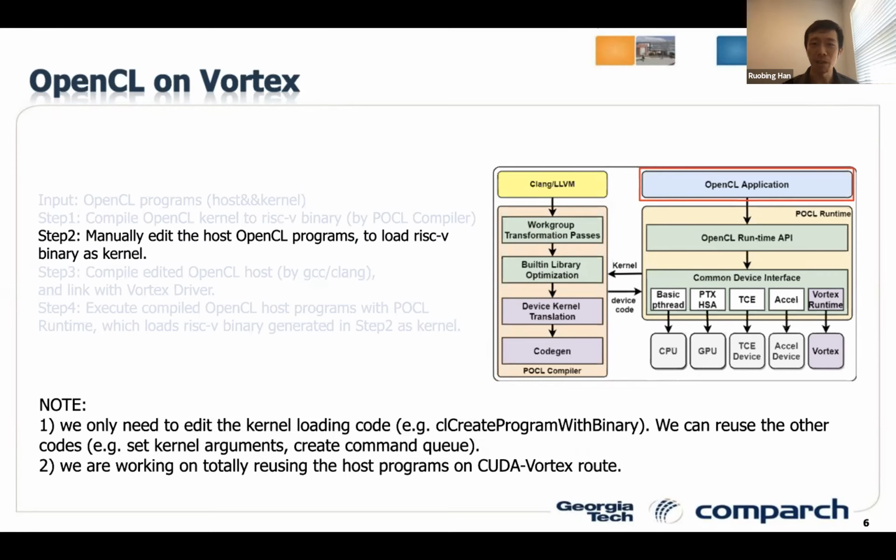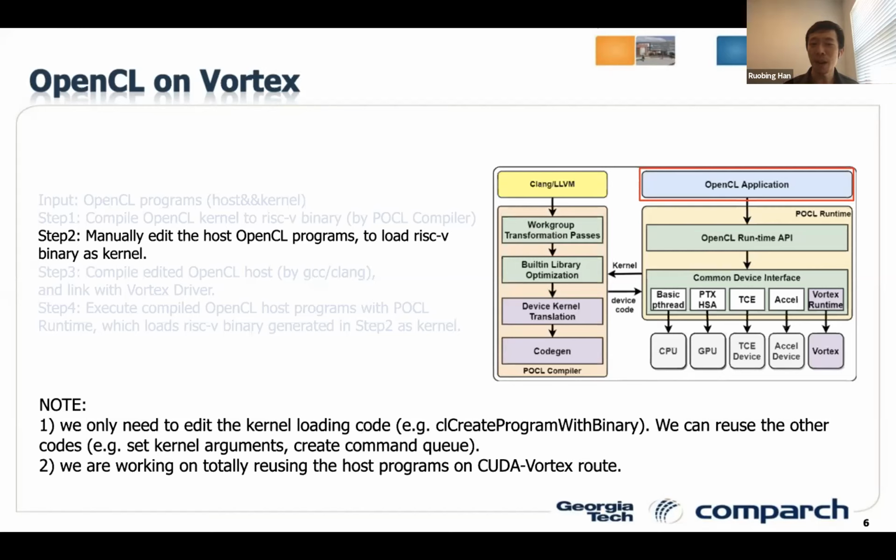But now after the modification, instead of the textual file, the kernel becomes a binary. So we have to replace some corresponding functions in the host part. Instead of loading the kernel as a textual file, we have to load the kernel as a binary file. So we have to manually edit the host programs to load the RISC-V binary instead. However, this is not a really heavy workload because we only need to modify the corresponding kernel load code.